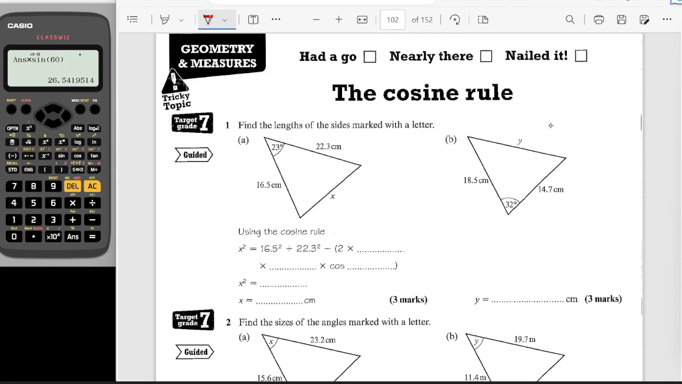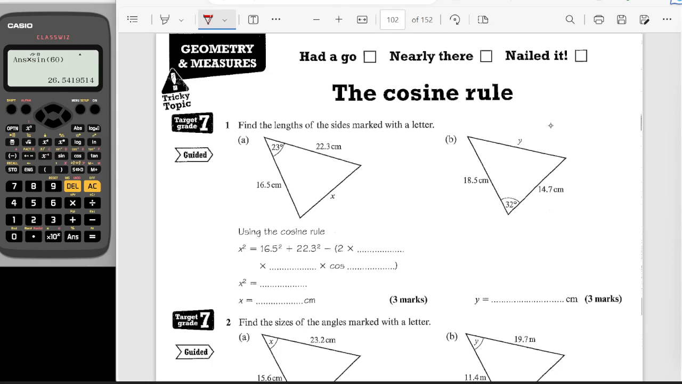Cosine rule is a squared is equal to b squared plus c squared minus 2bc cos a. I don't tend to use that very often. I tend to go straight to plugging it in as they've suggested in the guide. How far have they got? It would have been easier if this was all in one line.